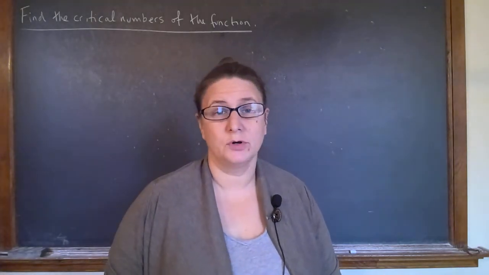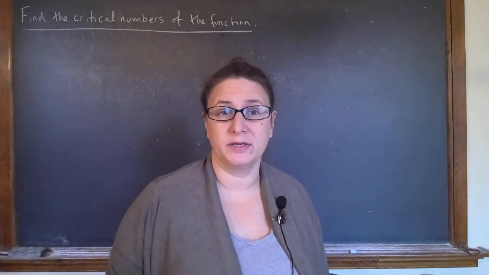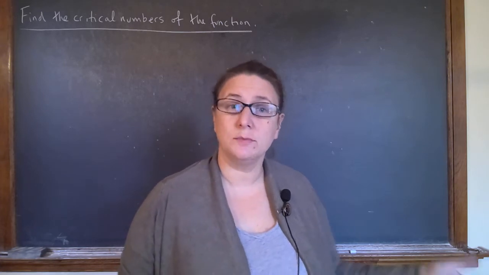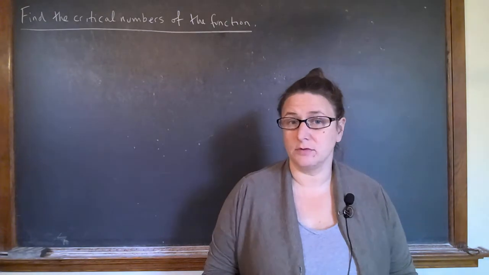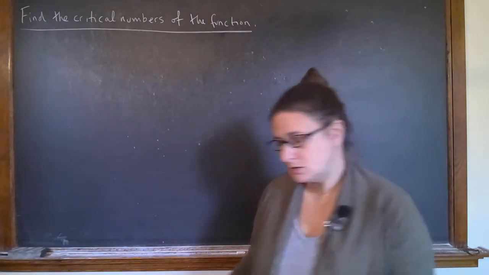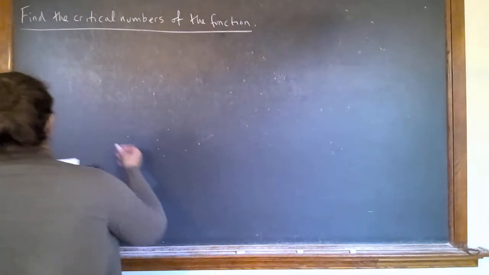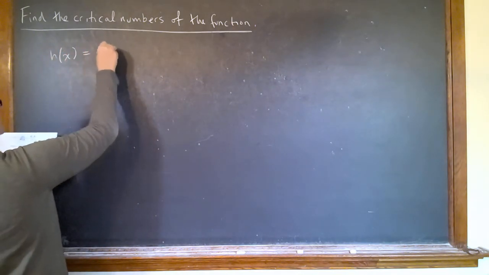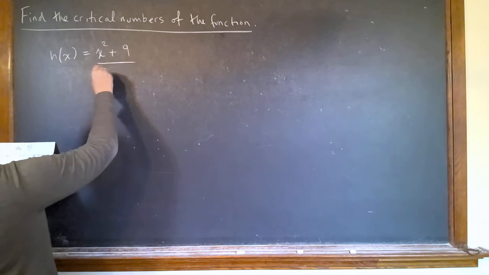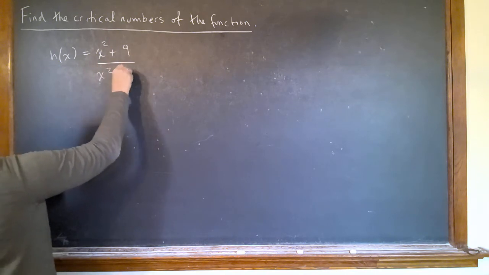In these examples, we're going to find all of the critical points of the given function. Now, just to remind you, the critical points are points where the derivative either is 0 or does not exist. So here's our first one. H of x is x squared plus 9 over x squared minus 9.